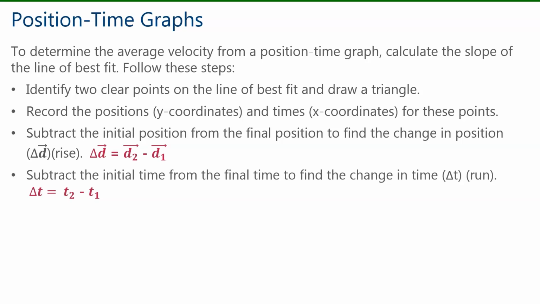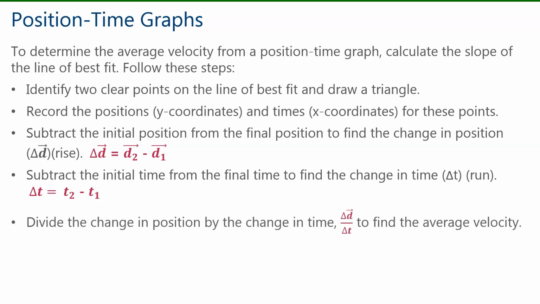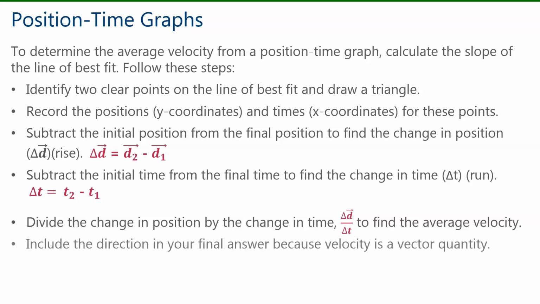Subtract the initial time from the final time to find the change in time. This is the run in our slope. Divide the change in position by the change in time to find the average velocity. Include the direction in your final answer because velocity is a vector quantity.